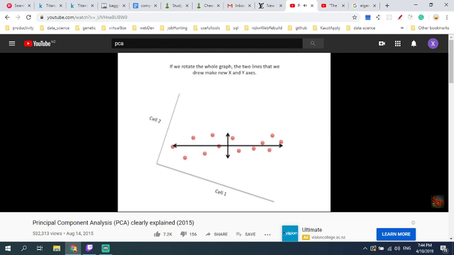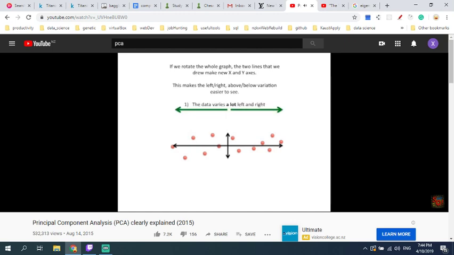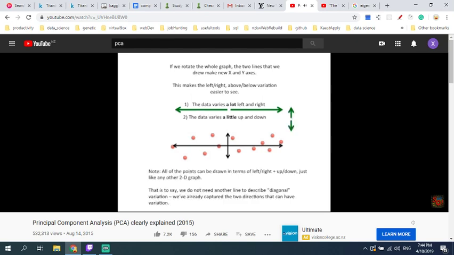If we rotate the whole graph, the two lines that we drew make new x and y axes. This makes the left, right, above, and below variation easier to see. We don't have to tilt our head anymore. And like we saw before, the data varies a lot to the left and the right, and the data varies a little up and down.